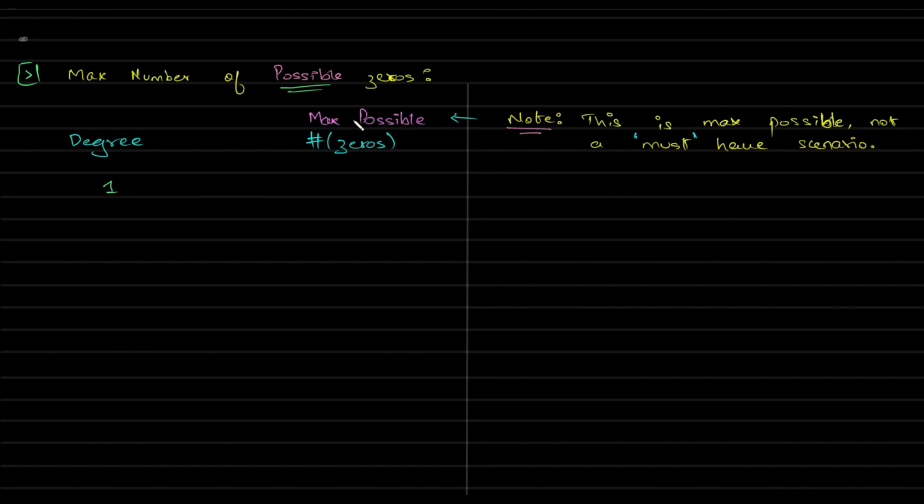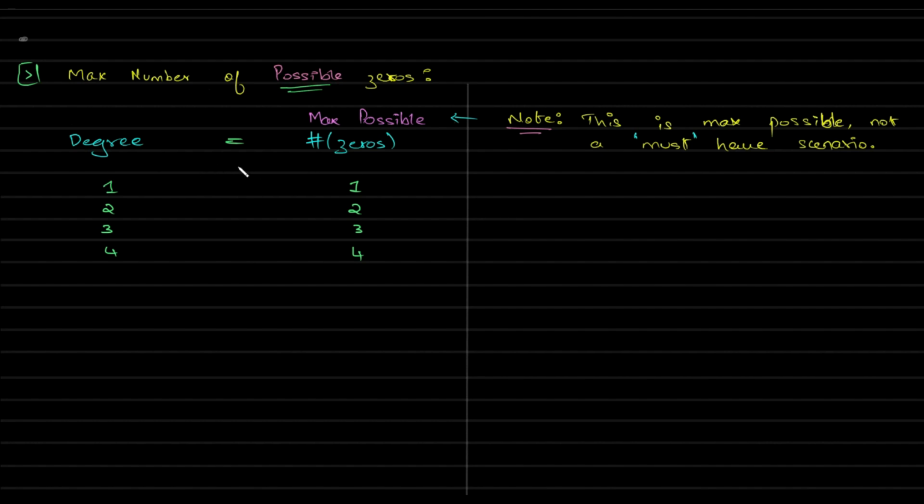So if the degree is 1, the maximum number of possible zeros will be 1. If the degree is 2, this will be 2. If the degree is 3, this will be 3. If the degree is 4, this will be 4, and so on and so forth. So basically, the maximum number of possible zeros will be equal to the degree. That's the whole relationship. It's quite simple, there's nothing complicated over here.